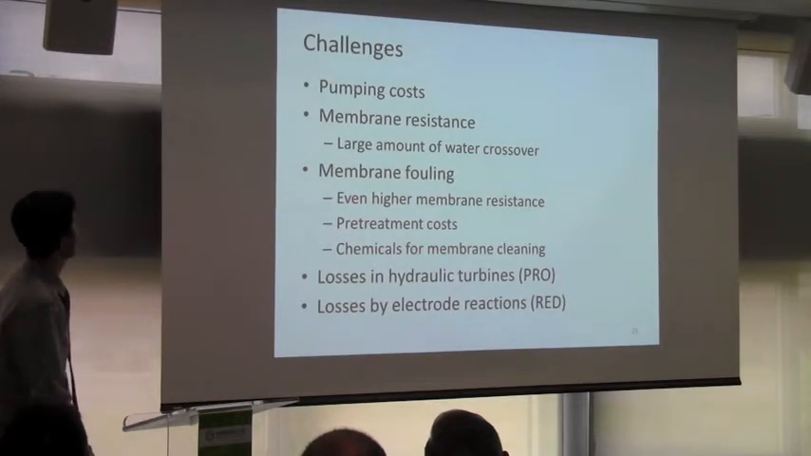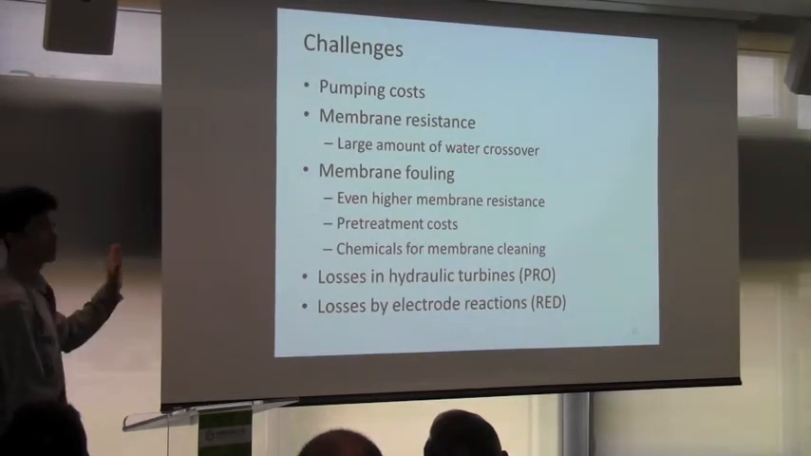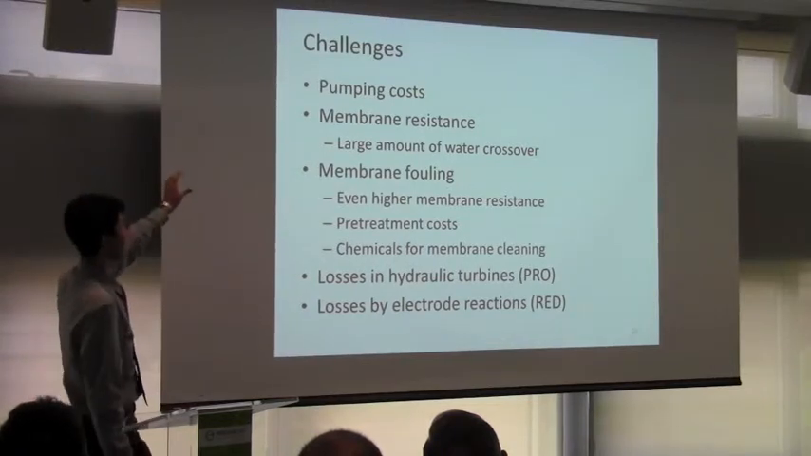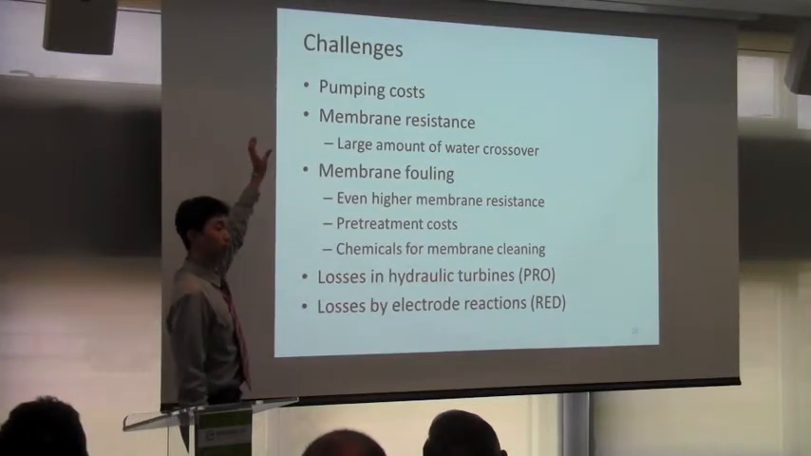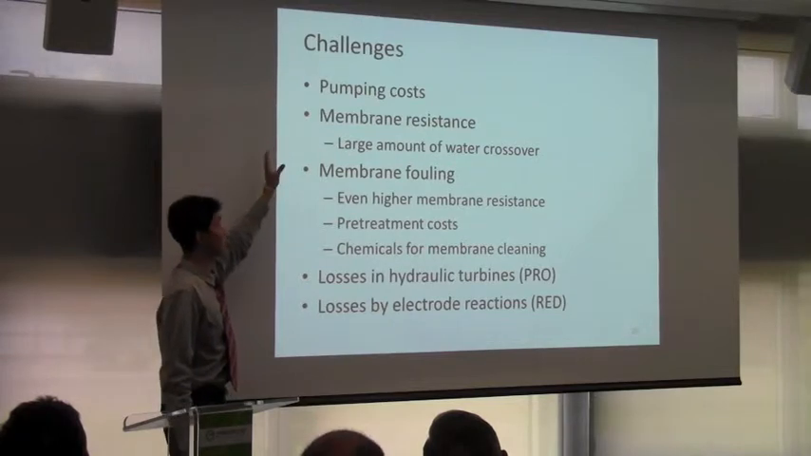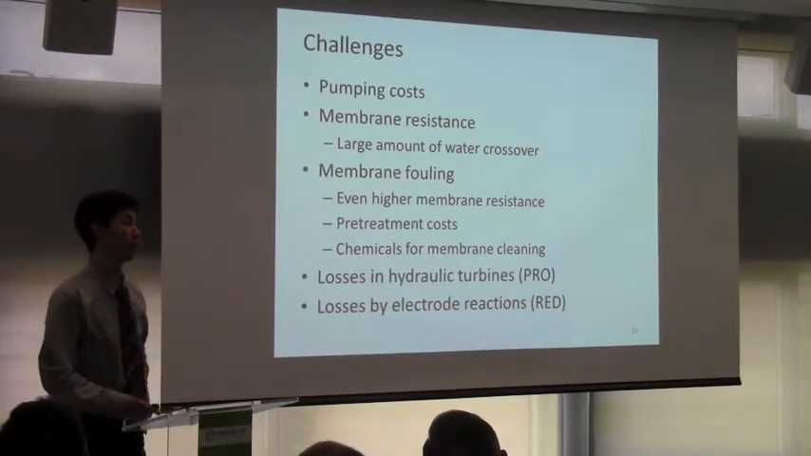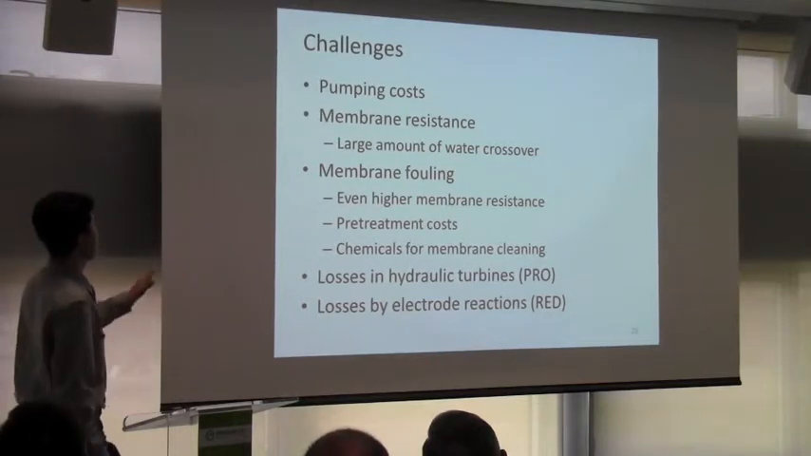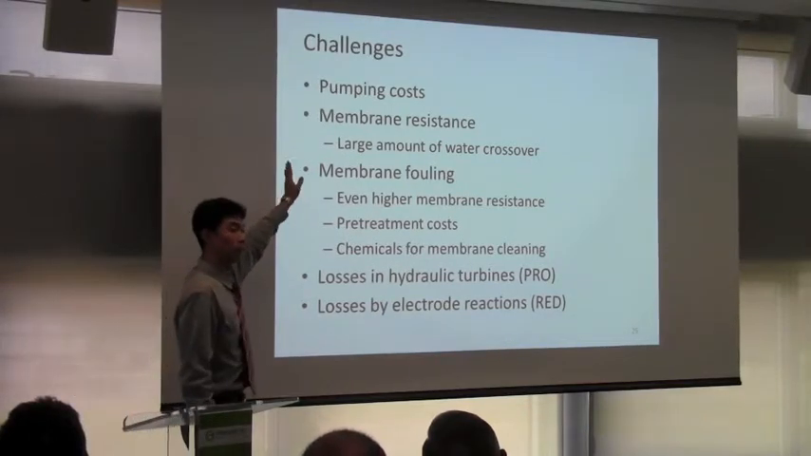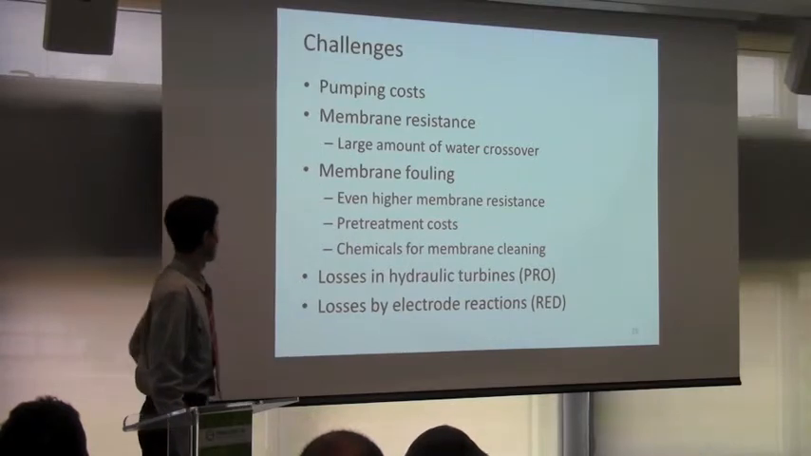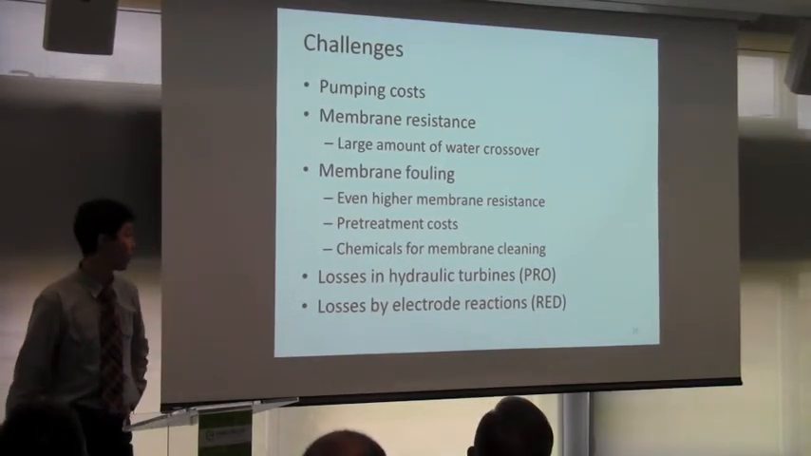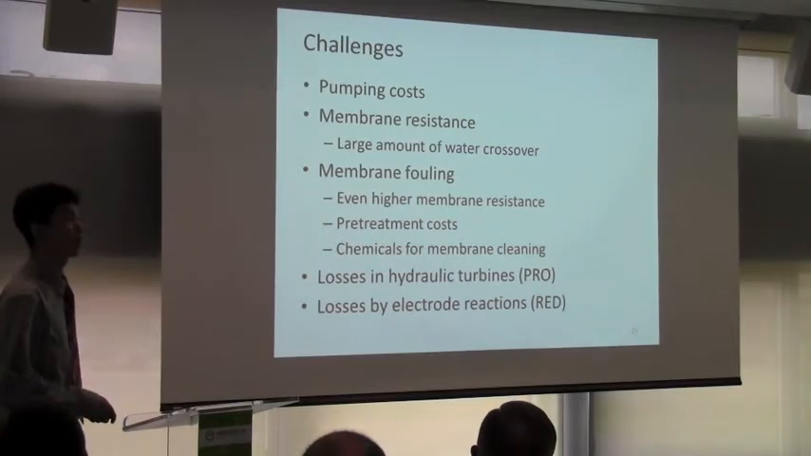So here is the list of challenges. Like I mentioned, pumping cost is one of the challenges. And membrane resistance: we lose a certain amount of salinity gradient energy as we transport water and ions through ion exchange membranes. Membrane fouling is one of the biggest problems in this system. And there are some energy losses in the turbine generator and also through the electrical reactions.